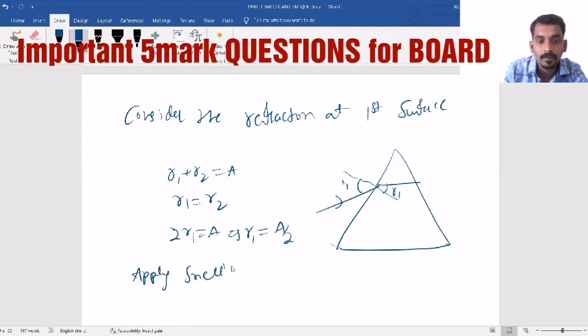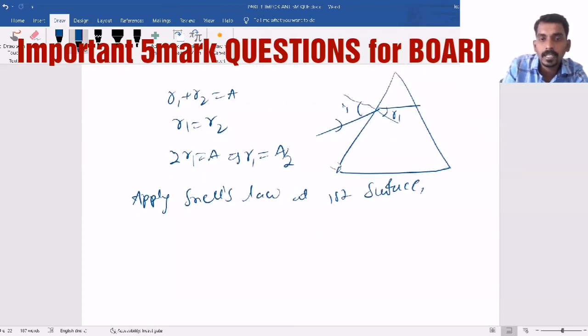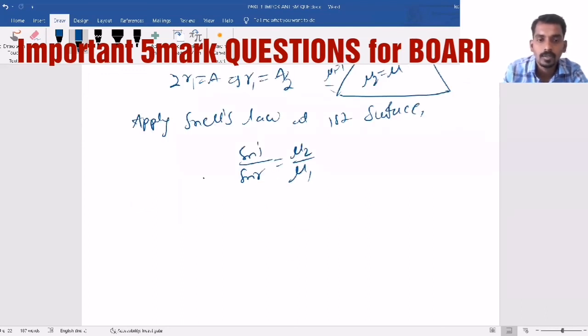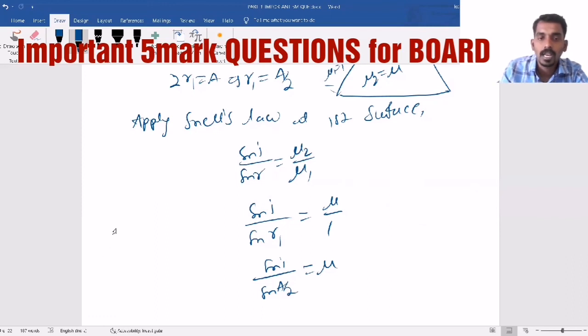Now you apply Snell's law at the first surface. Now what is Snell's law? The light is entering from a medium, this is the first medium, mu 1 equal to 1, into mu 2 equal to mu. Then sin I by sin r equals mu 2 by mu 1. So sin I by sin R1 equals mu by 1. Now R1 is A by 2, so sin I by sin (A by 2) equals mu.